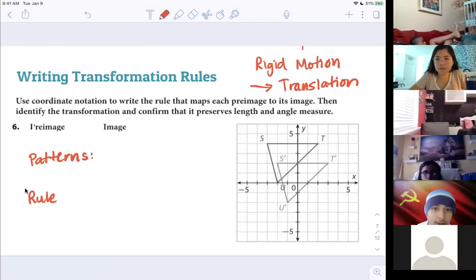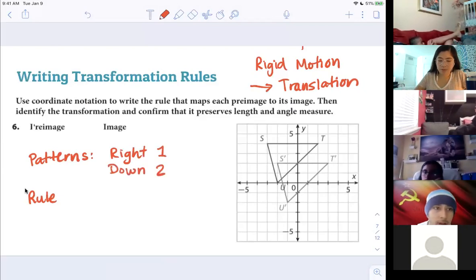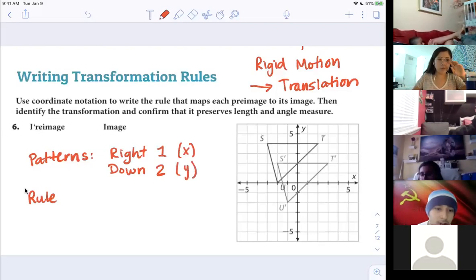It moved up, down, left, or right. How many units? It went to the right one and it went down 2. Good. Right 1, down 2. If I'm moving left to right, does that correspond to my x-axis or my y-axis? Left to right, that's x. So this is x. Up and down corresponds to y.